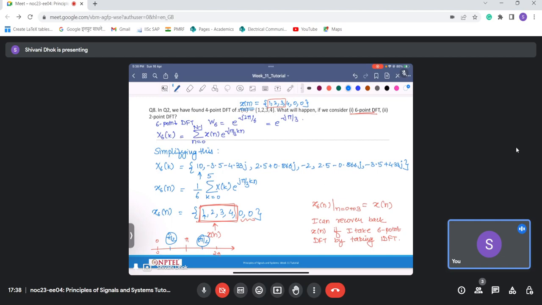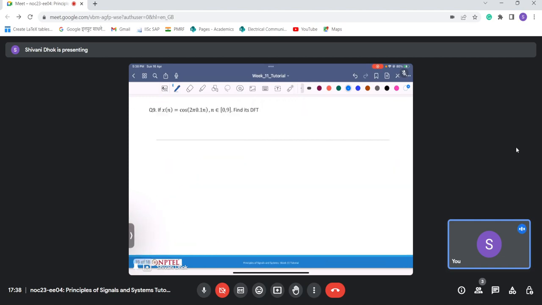Okay, if that is clear, let us look at the next question. Here we have x[n] equal to cos 2 pi 0.1 n, where n is varying from 0 to 9. So x[n] is a 10-length sequence, and it is 0 otherwise, I forgot to mention it. Now just consider this cos of 2 pi n.